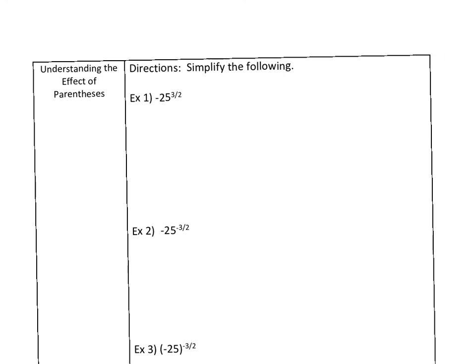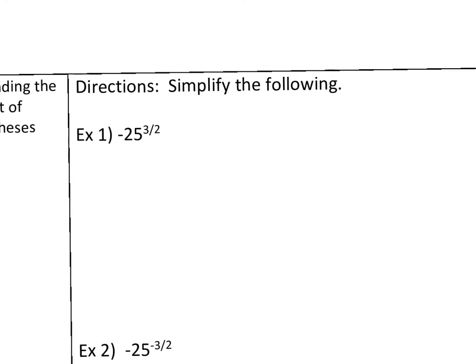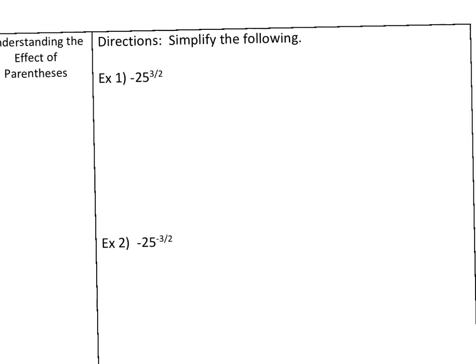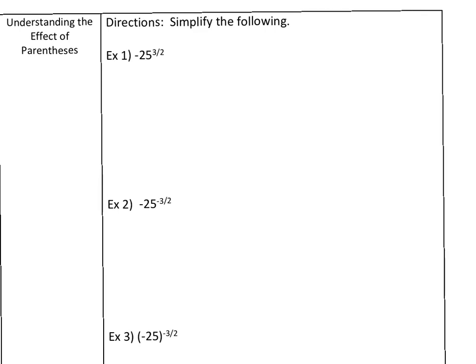Okay, moving right along, we're almost done. We've got a little bit of time left. So simplifying the following and understanding what parentheses do and what they don't do. So looking at the first one, don't have any parentheses, right? Okay. Looking at the second one, do I have any parentheses? No, but what's different about the second one than the first one? Yeah, the exponent's negative, right? And then what about number 3? What's different about that? Parentheses and a negative exponent. Okay, so let's just see how these different things change.